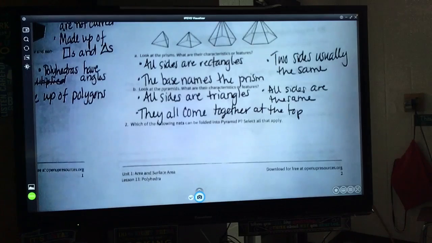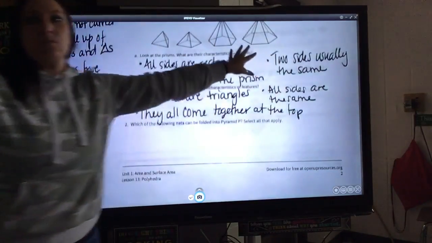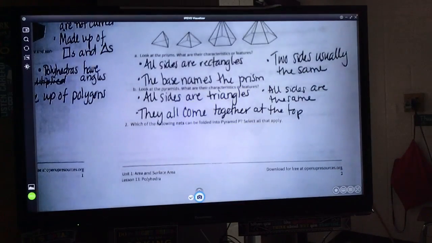Pentagonal pyramid. All right, so again, your base will tell you what the name of your pyramid is. What's the last one, Claire? A hexagonal pyramid. Hexagonal pyramid, perfect. All right, anything else we want to add?